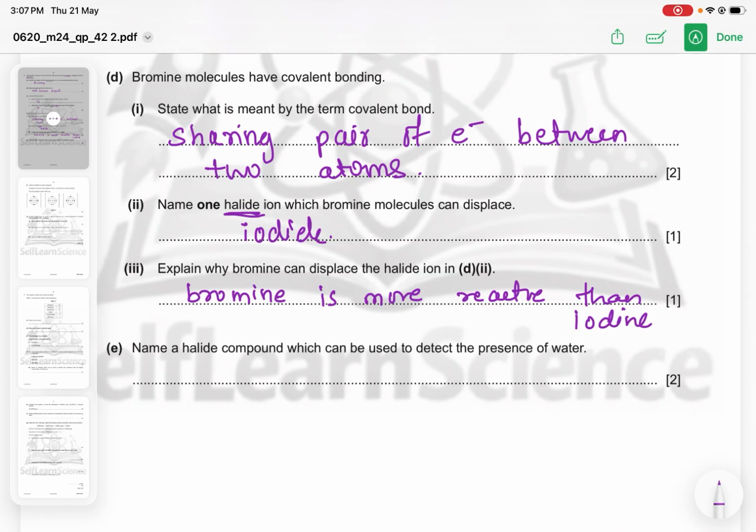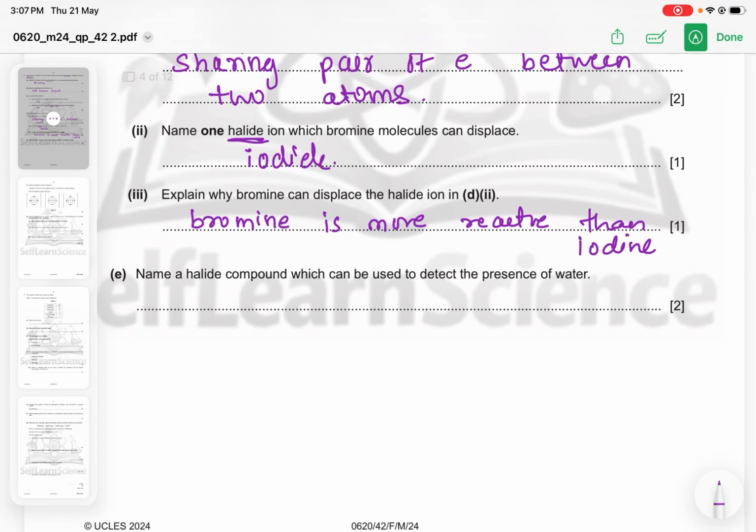Explain why bromine can displace the halide ion in D2. It is because bromine is more reactive than iodine. We know that as we go down the group in group 7, the reactivity decreases. So bromine will be able to displace all the elements which are below bromine.